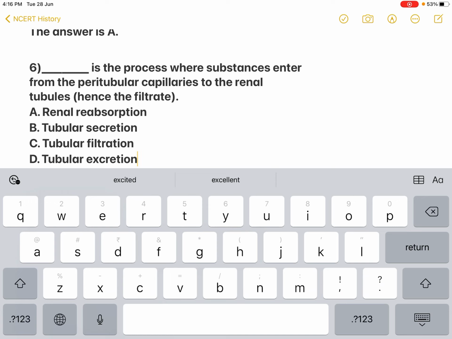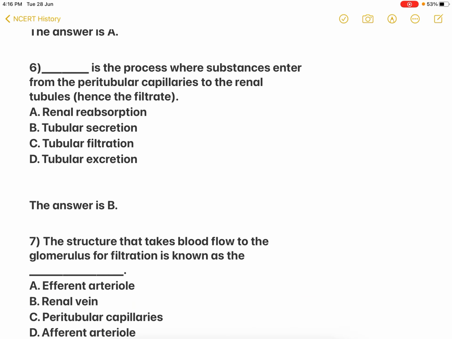Dash is the process where substances enter from the peritubular capillaries to the renal tubules, hence the filtrate. Option A, renal reabsorption. Option B, tubular secretion. Option C, tubular filtration. Option D, tubular excretion. All these are almost the same terms, but we should know the exact definition of each. Correct answer here is B. Tubular secretion is a process where substances enter from the peritubular capillaries to the renal tubules, hence the filtrate.